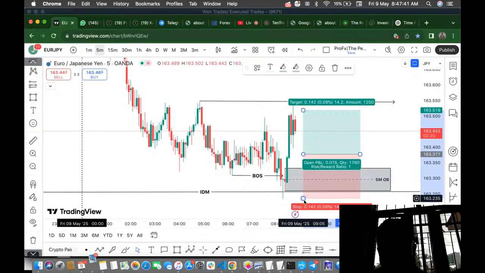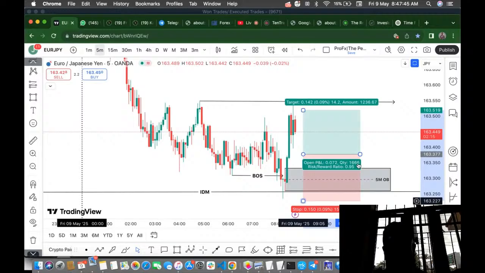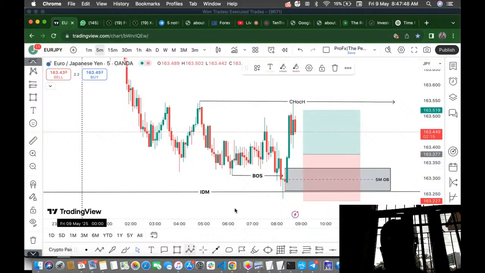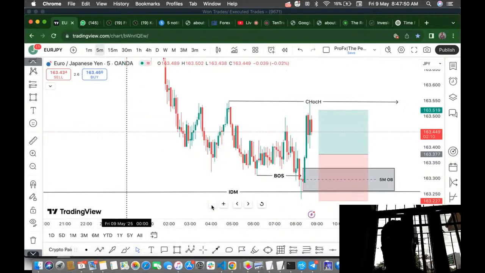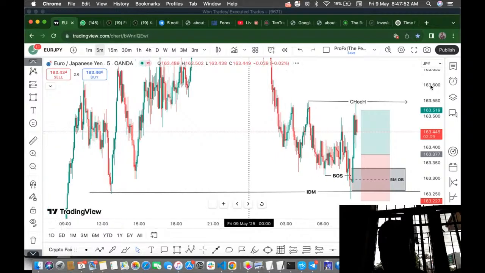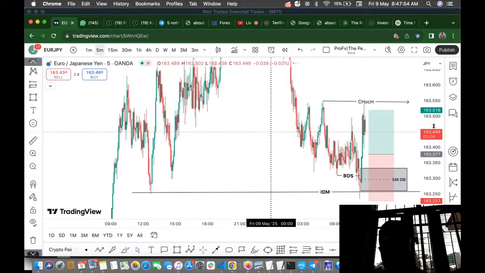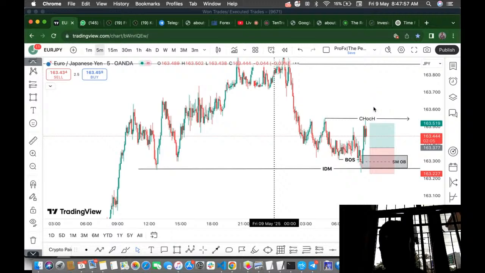14, 15 pips is not bad. Okay? 15 pips is not bad.